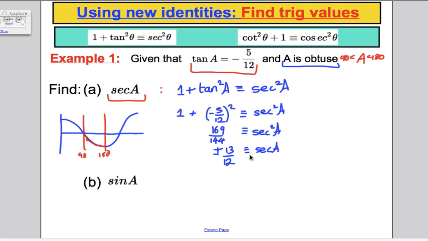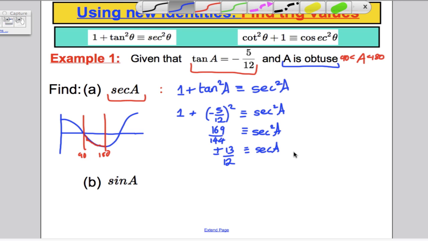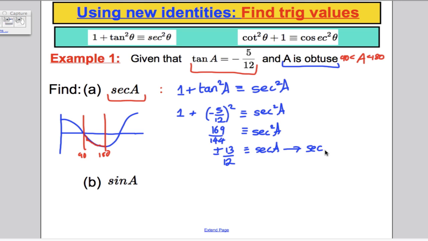So, what sec do we want? Well, if cos is negative, sec is going to be negative for an obtuse angle. So the particular angle we're looking for here, therefore our answer, sec A, must be -13/12. It can't be the positive 13/12. It's got to be the negative 13 over 12, because for an obtuse angle, cos is negative between 90 and 180, and that would also make sec negative. Hence, the answer for sec A is -13 over 12.